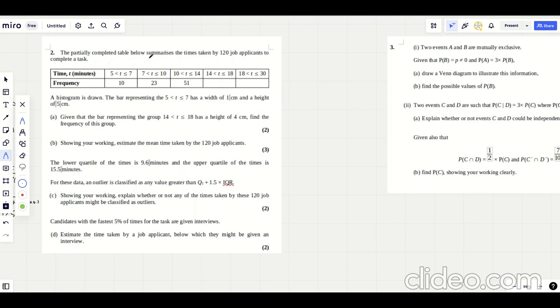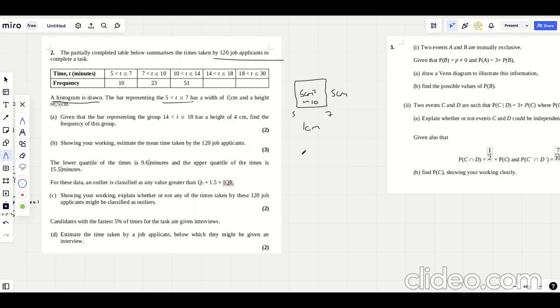Okay, partially completed table adds up to 120 job applicants. These ones, they like these questions. A histogram is drawn. The bar representing 5 to 7 has width 1. I find it really helpful to have drawn the bars here. So 5 to 7 has real width 1 centimetre and height 5 centimetres. Obviously, that is an area of 5 centimeters squared, and that represents a frequency of 10. Yeah, in other words, double the area to get to the frequency.